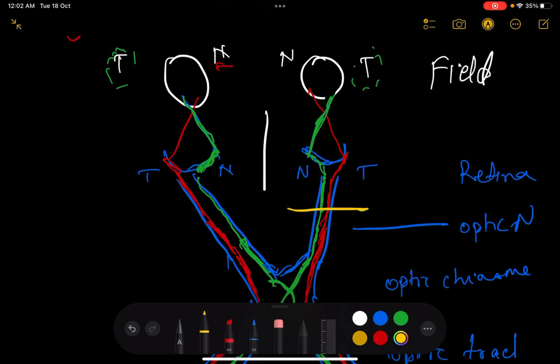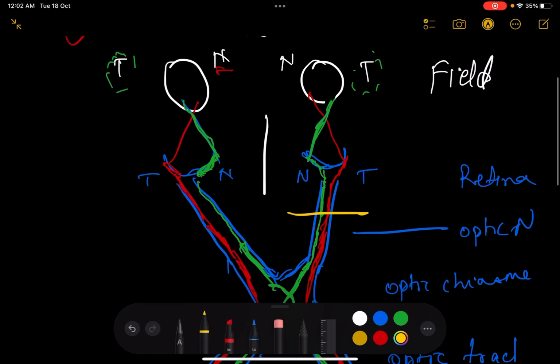Fair enough. So when we talk of each lesion, we will draw its respective visual fields next to it or below, whatever seems better. So, lesion in the left optic nerve is going to affect obviously the temporal fibers of the left nerve and the nasal fibers of the left nerve. So how is it going to appear? It's going to appear simple.